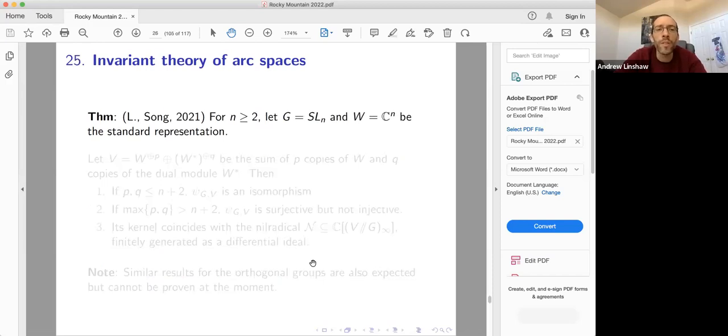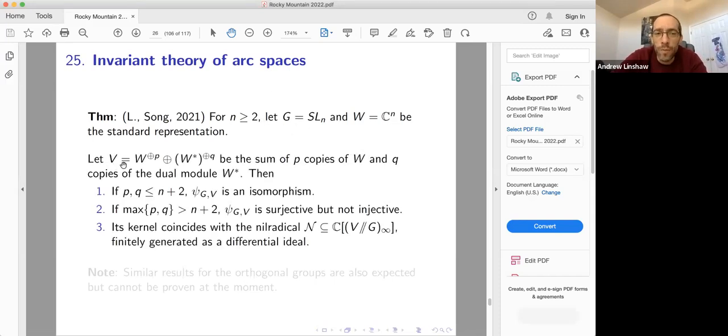Okay, so the story for SL_N is a little bit more complicated. For SL_N, again, the setup is the same. I take n greater than 2, I take SL_N, I take C^n, and then I take a representation which is many copies of C^n and many copies of C^n star. So the statement here is that if P and Q are less than or equal to n plus 2, then this is an isomorphism. So it's only true in some range. They both have to be less than or equal to n plus 2.